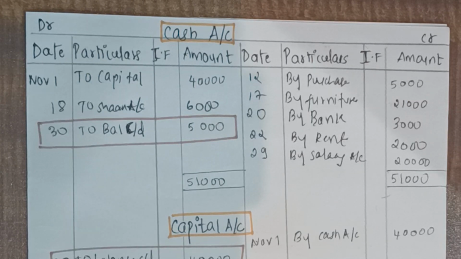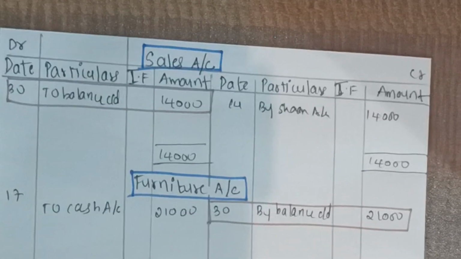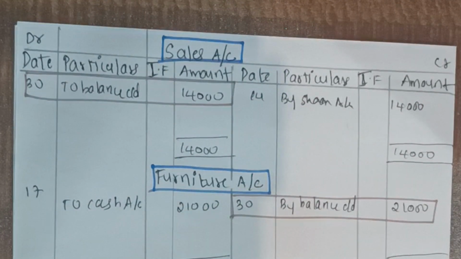So we have to deduct 14,000 and 6,000. So when you deduct 6,000 from 14,000, you get rupees 8,000. So this 8,000 is your balancing figure. So that's why it is written as by balance carried down. Then the next is sales account. So we had only by Shan account, that is on the credit side, 14,000. So in order to balance it, we wrote it on the debit side to balance carried down rupees 14,000.